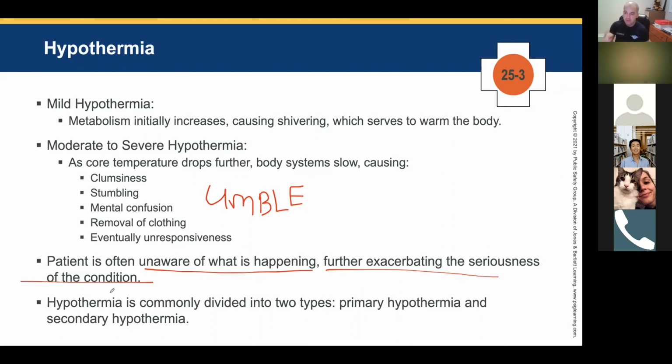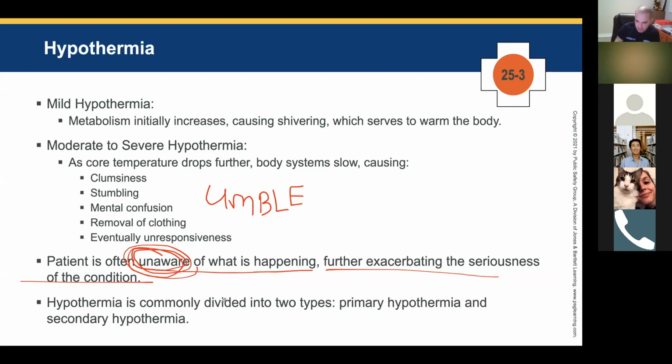When we talk about severe hypothermia, it's very counterintuitive, but when we're out on rescues for people with severe hypothermia, oftentimes we find them naked. That's because they are unaware of what is going on, and they start to remove all their clothing, once again, because they don't know what's going on.